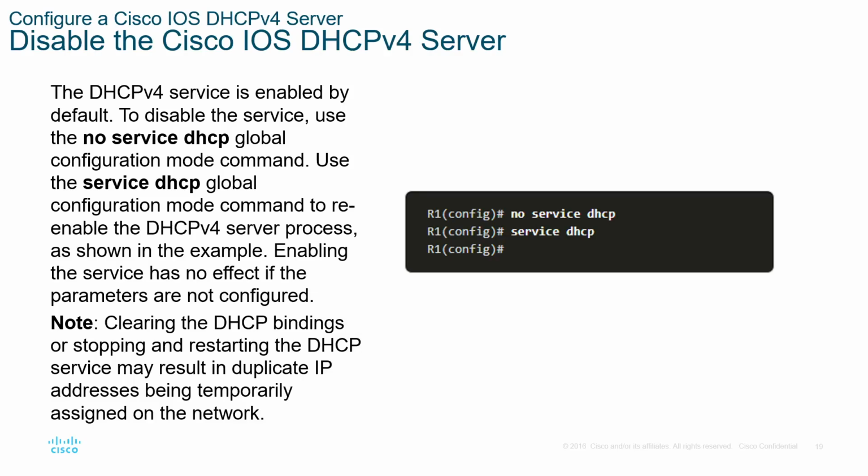Now, the DHCPv4 service is enabled by default. That's why we just need to enter the commands. However, we can also disable this service using the no service dhcp global configuration mode command. By using the service dhcp global configuration command, we can re-enable the DHCPv4 server process. Now, whenever we don't actually need to have a router to be a DHCPv4 server, we can just basically disable the service. That would increase security a little bit, because obviously this service is not available on the given router.